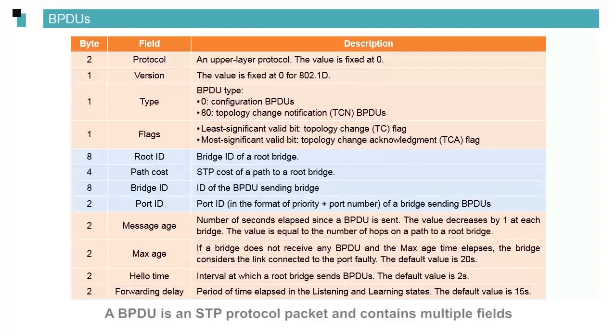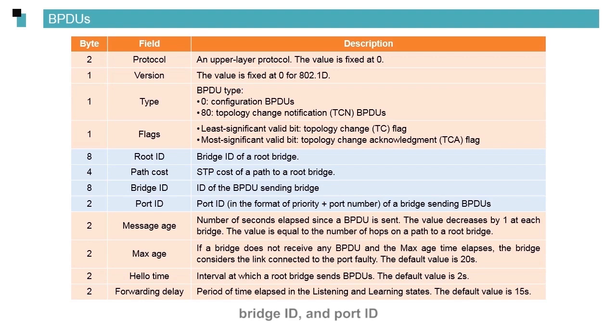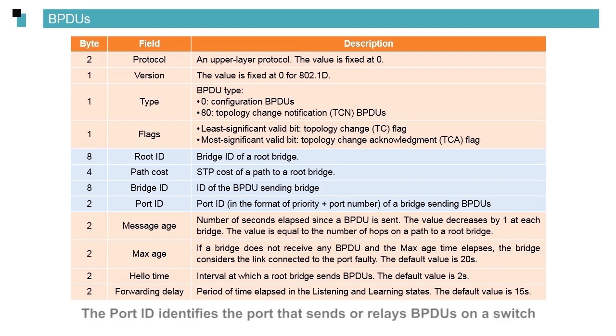A BPDU is an STP protocol packet and contains multiple fields. The 4 important fields are the root ID, root path cost, bridge ID, and port ID. The root ID is the ID of a root bridge. The path cost indicates the cost of a path to a root bridge. The bridge ID is the ID of a network bridge that relays BPDUs. A bridge ID identifies an STP switch. The port ID identifies the port that sends or relays BPDUs on a switch.